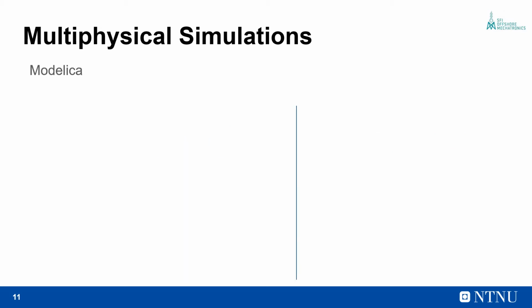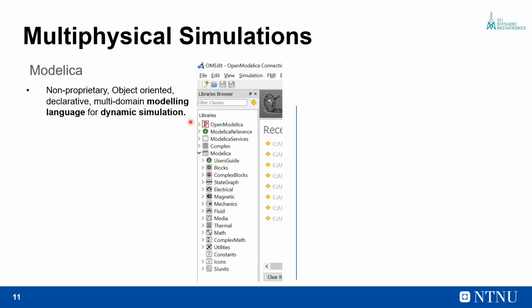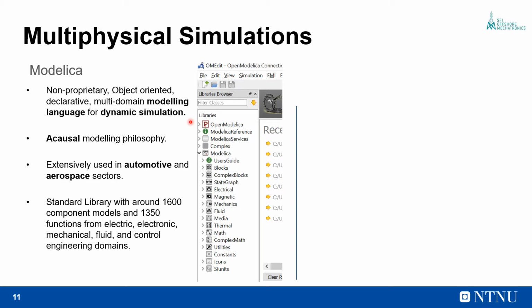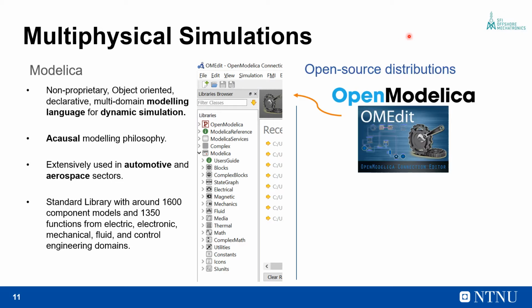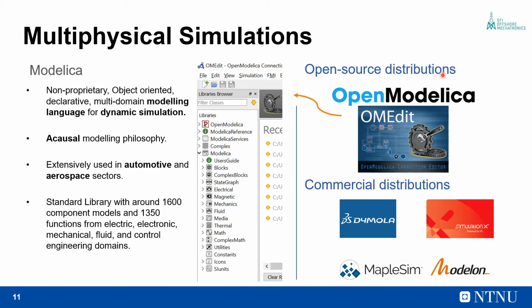So what is Modelica? Modelica is a modeling language for dynamic simulation. It uses the Acausal modeling philosophy. It is extensively used in the automotive and aerospace sectors. And it has a standard library with components and functions from many different domains. There is one open source distribution of Modelica, and that's called OpenModelica, and OMEdit is its graphical user interface. There are many commercial distributions like Dymola, SimulationX, MapleSim, and Modelon.